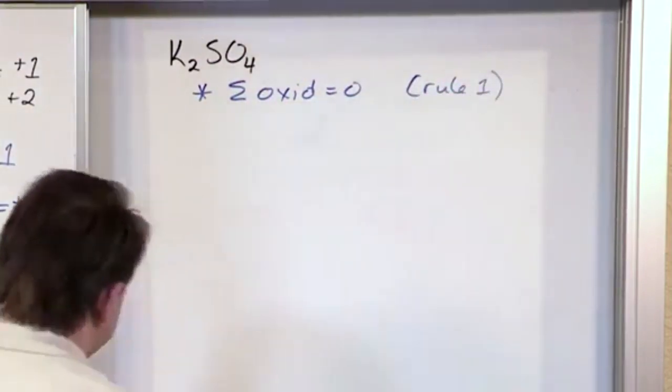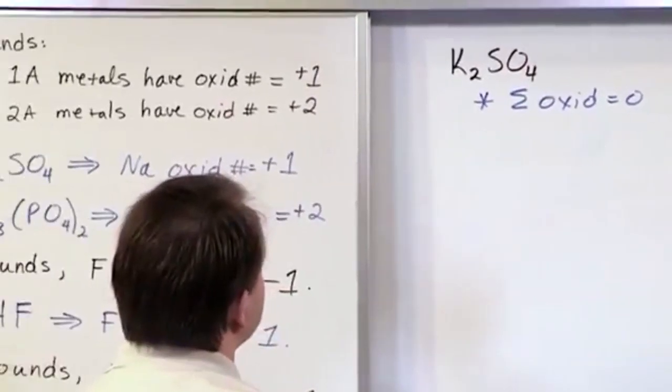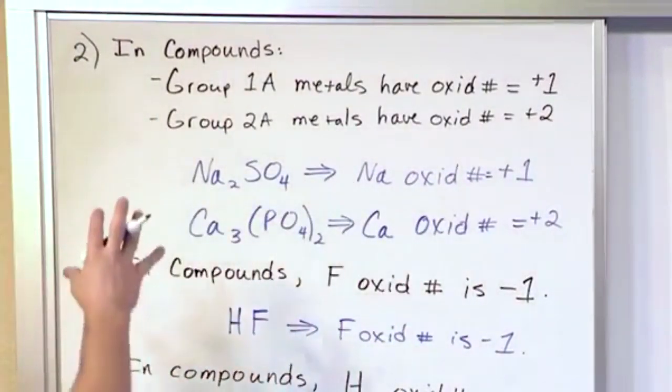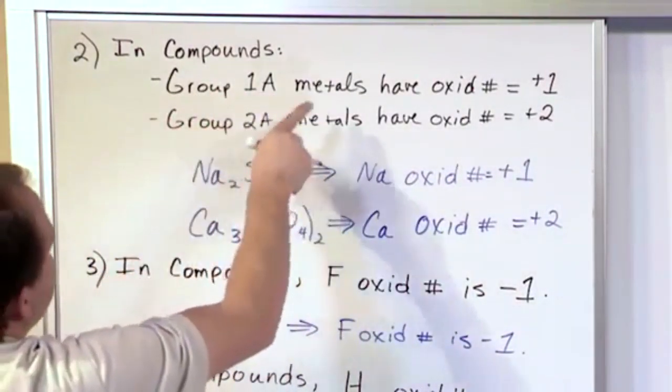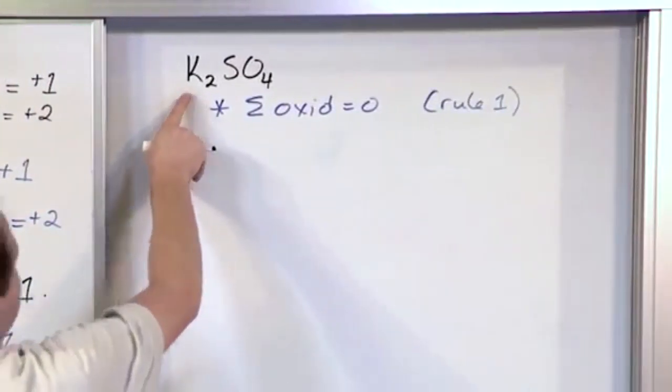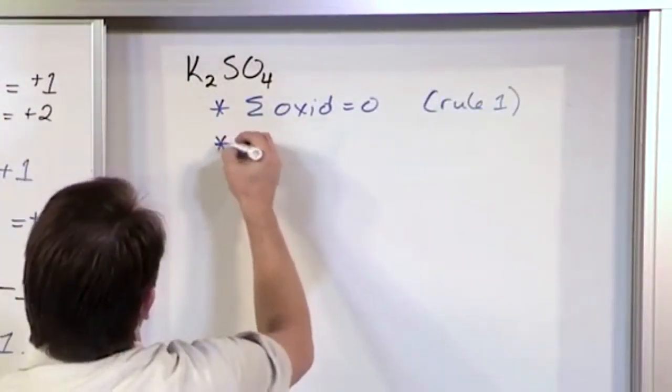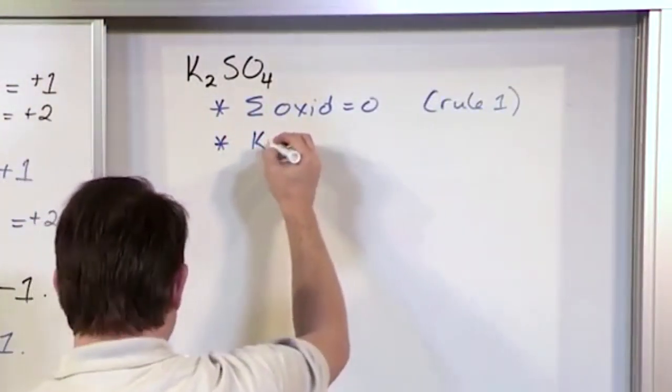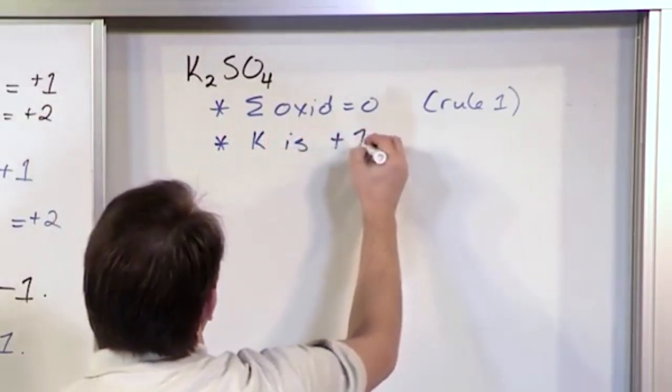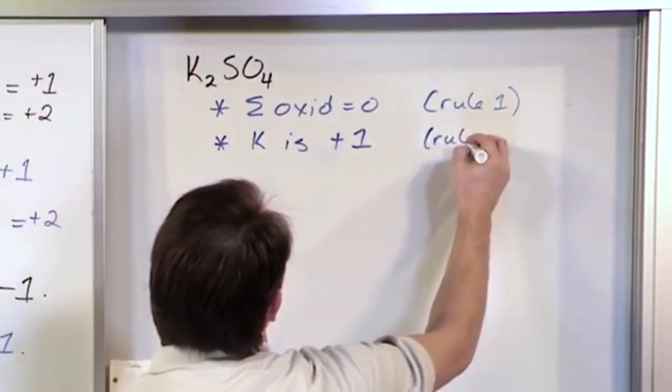I'm just going to remind myself of that fact. So then I go down and look and say, okay, does rule number 2 apply? Do I have any group 1A or 2A metals? And in fact, I do have a potassium here. So what it tells me is K is +1, and that's rule 2.